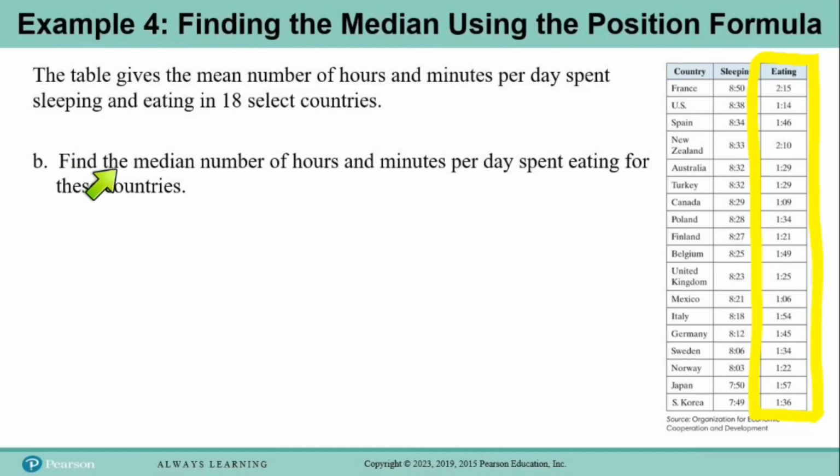Now in part B, they've asked us to find the median number of hours and minutes per day spent eating for these countries. And as you can see, the data set for the time spent eating is in this rightmost column. Now, unfortunately for us, these data are not in order from smallest to largest. For example, here at the top of the list, we've got 2 hours and 15 minutes, but if we go down one, we've got 1 hour and 14 minutes, but the time below that, the 1 hour and 46 minutes, would be between these two if the data were in order. And so these data, when you look at them, they're not in order at all.